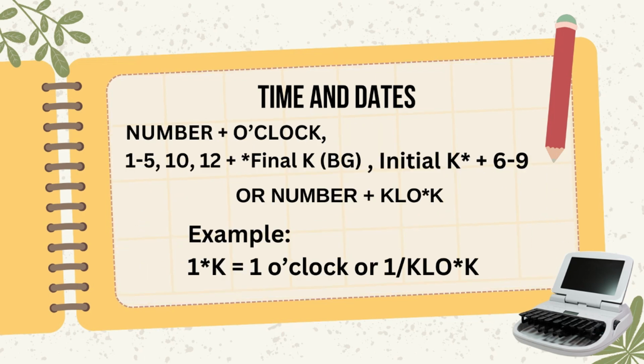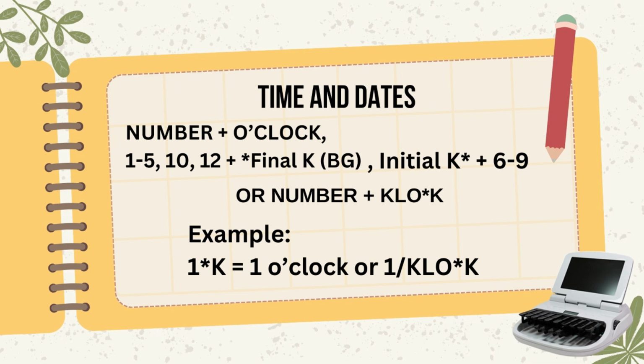Now, if we want our time to appear as the word o'clock, we write the number, 1 to 5, 10, 12, plus the asterisk final K, or the word clock: initial KL, vowel O, asterisk, final K. I think it's easier if we use asterisk, final K. But if you want to type the word clock, that would be fine, as long as what appears in your outline or translation will be the o'clock word.